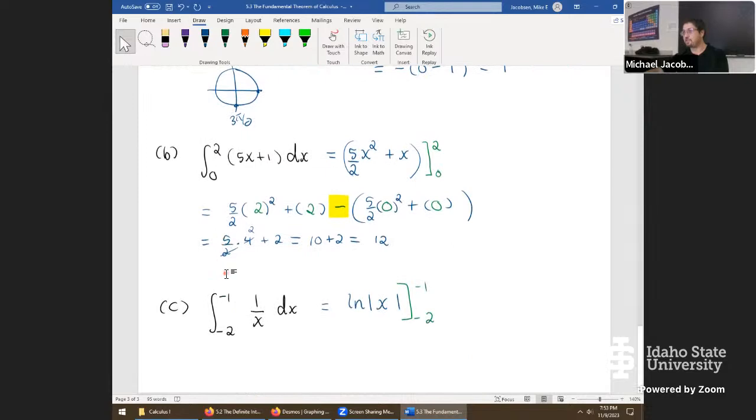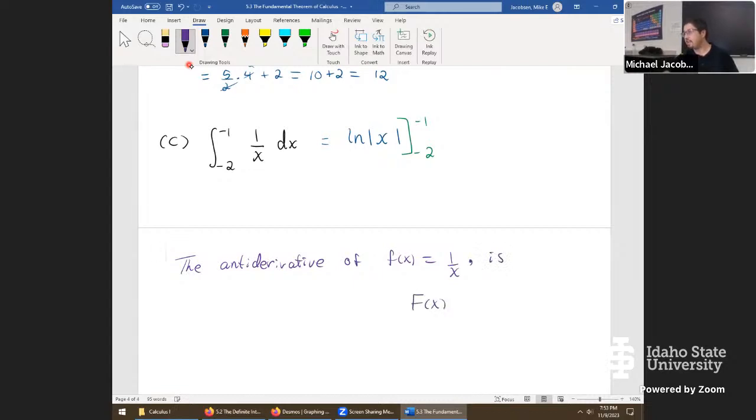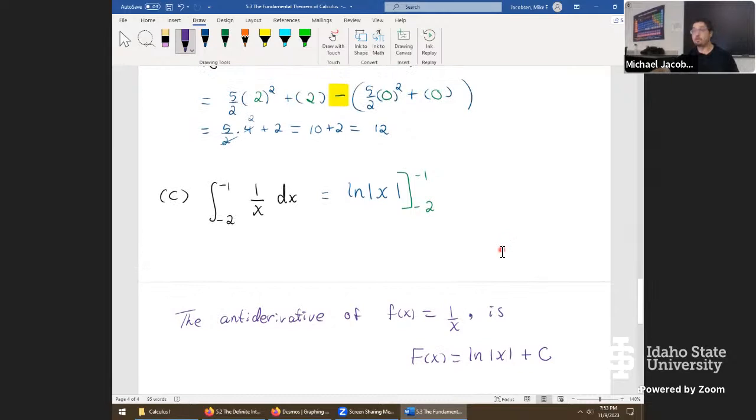Here, where did my cursor go? So the formula, let's put maybe right over here, is that the antiderivative of f of x equals 1 over x, getting a little too many steps ahead there, is f of x equals the natural log of absolute value of x plus an arbitrary constant c. So that's a formula that we use right here, but it kind of begs a question already.